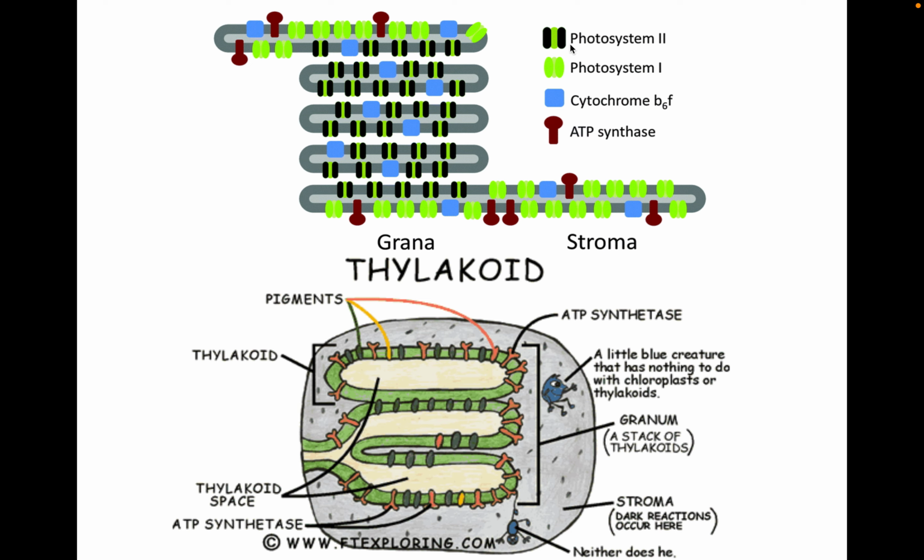So here's photosystem 2, photosystem 1, cytochrome B6F, and ATP synthase. So they are arranged in a way where they can pump things across and build up concentration gradients and flow through ATP synthase. So, okay, that's it for notes.